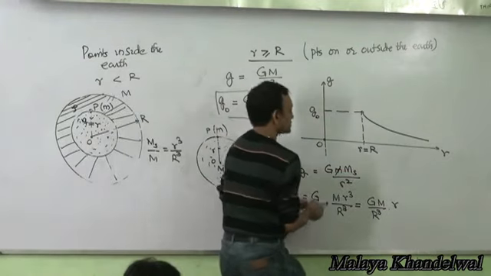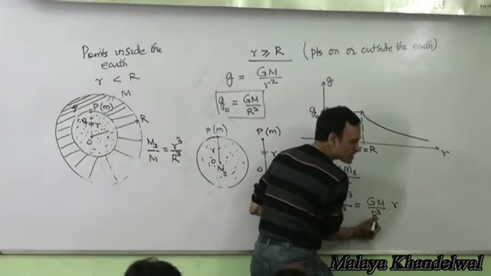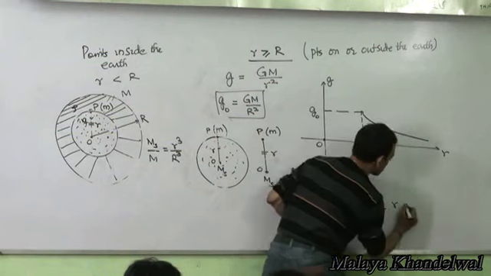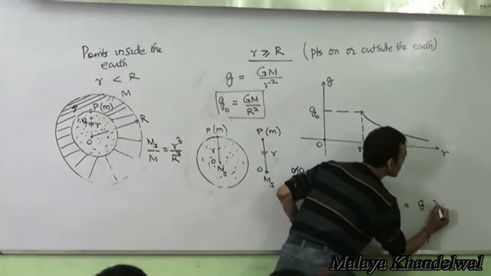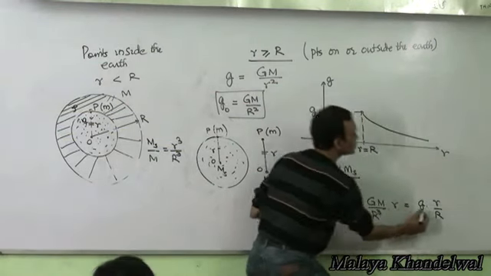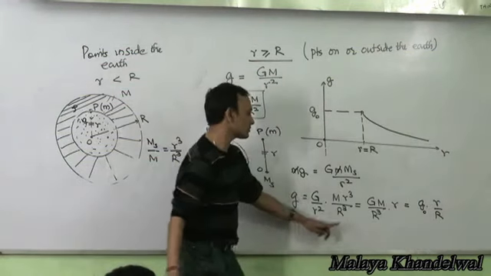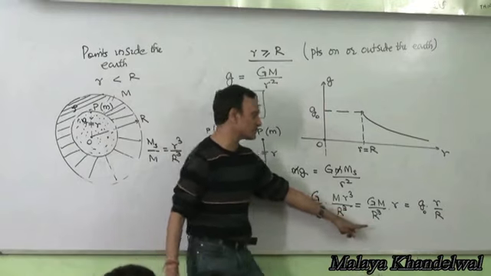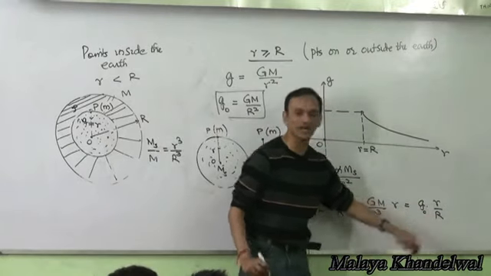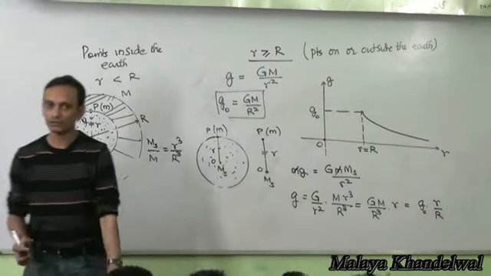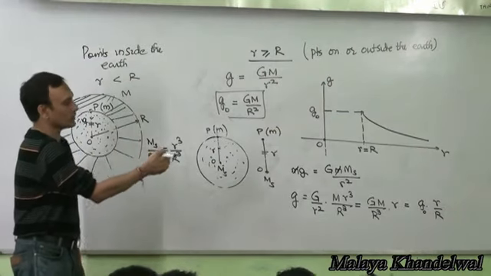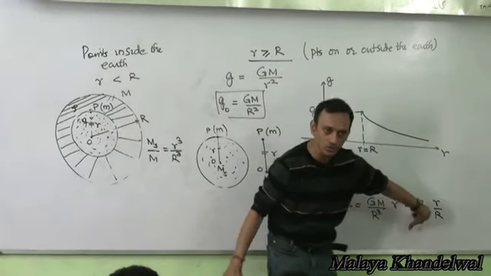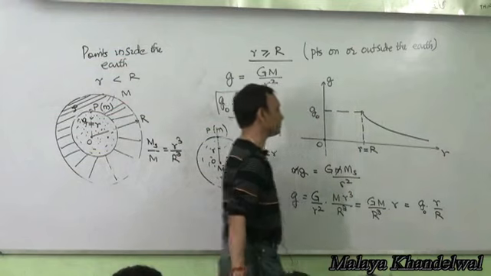This you could also write as GM by capital R squared, which is g on the surface of the earth. So this is g into small r by capital R. G naught, GM by capital R squared, is g naught, the g on the surface of the earth. So this you could write as g naught into small r by capital R, right? If you put small r equal to capital R, it will become g equal to g naught. Clear?